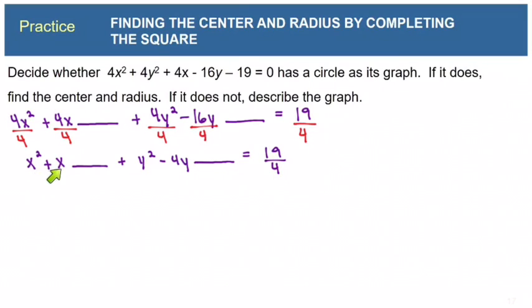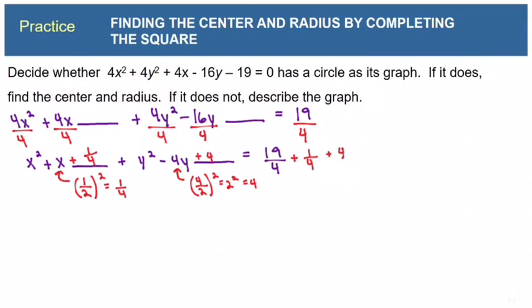Okay, completing the square on the x's. Well, the coefficient here is 1, so half of 1 is 1/2, and then when we square that we get 1/4. We'll add 1/4 to both sides, and then for the y's, half of 4 is 2, and if you square 2 you get 4, so let's add 4 to both sides.